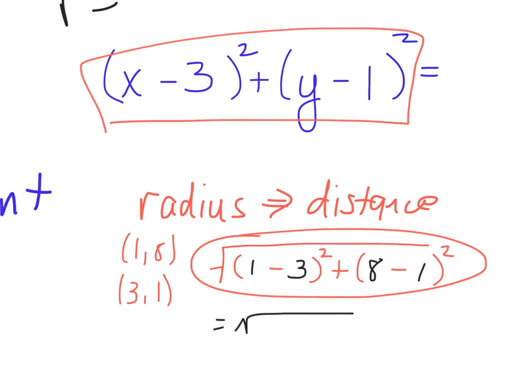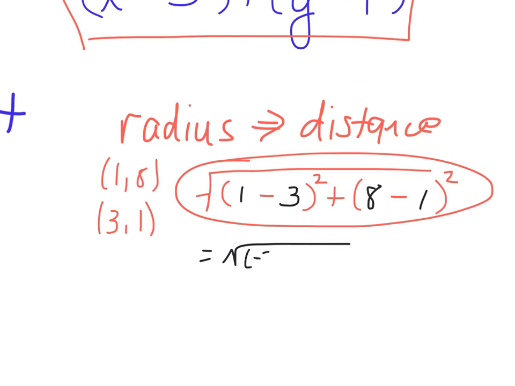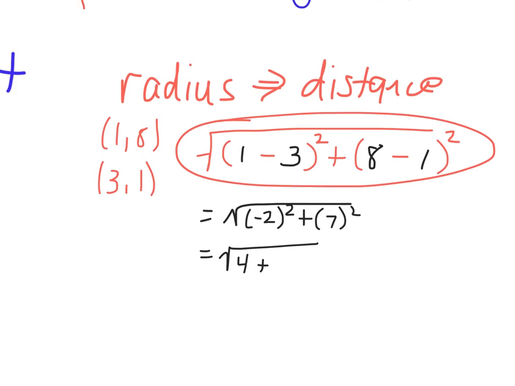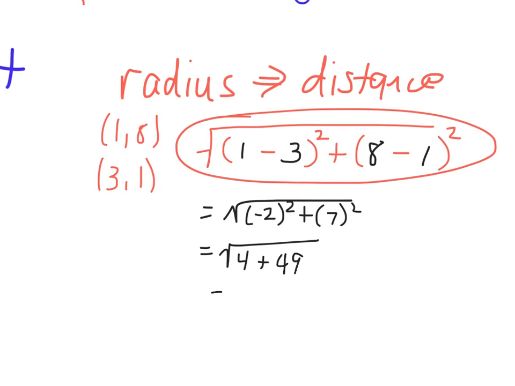So, what's 1 minus 3? Negative 2 squared plus, what's 8 minus 1? 7 squared. Okay, so I have negative 2 squared is 4 plus 7 squared is 49. And then I get the square root of what? 53. And you guys are like, oh geez, that's a yucky number. Now think about this. This is r, right?